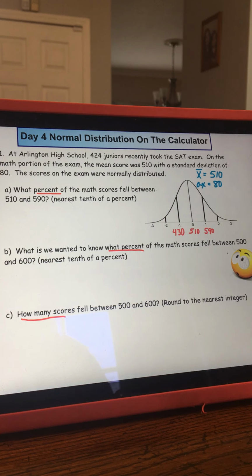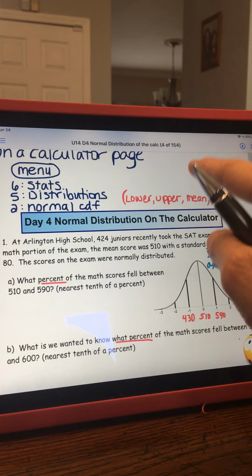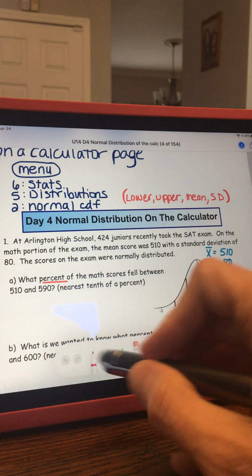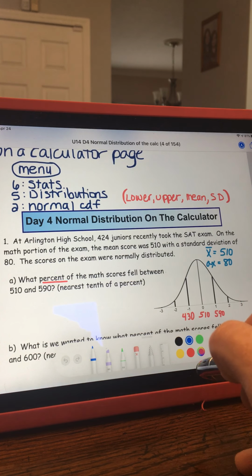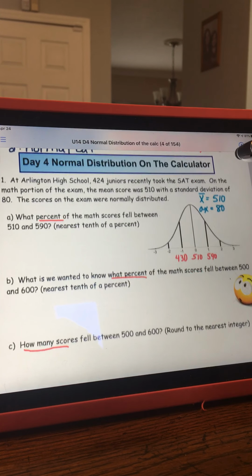All right, so anyway, let's do this review question from yesterday. So it says at Arlington... All right, sorry, technical difficulties here.